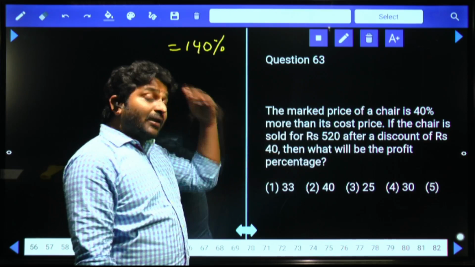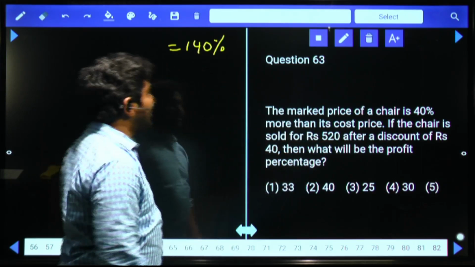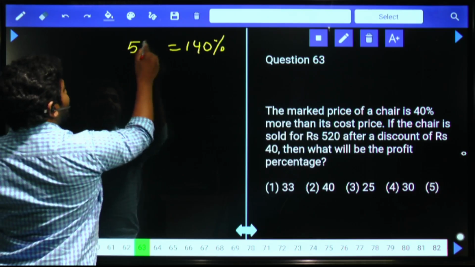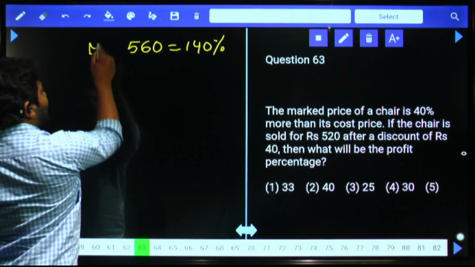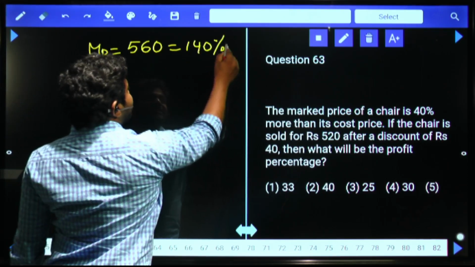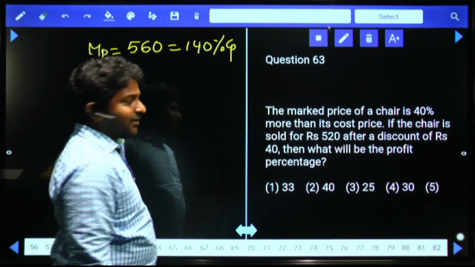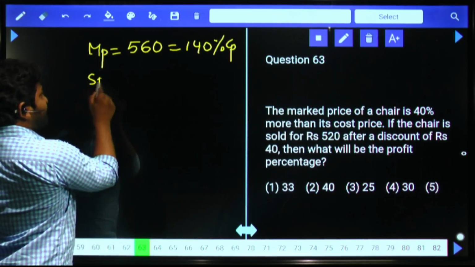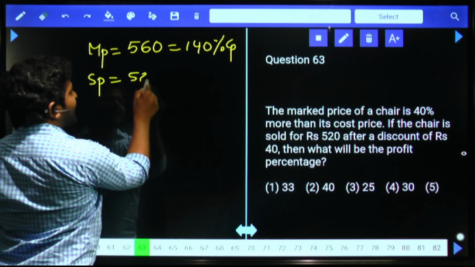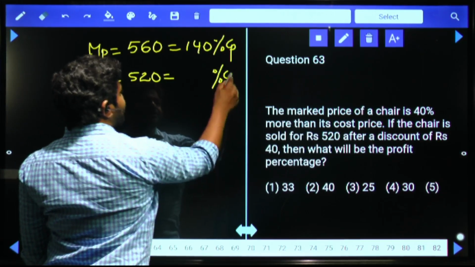So the original market price before the discount is 520 plus 40, which is equal to 560. So 560 is the market price. In terms of percentage, that is equal to 140% of cost price. Now the selling price is 520. This is equal to what percentage of cost price? Let's calculate this.